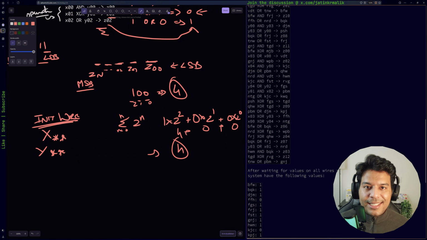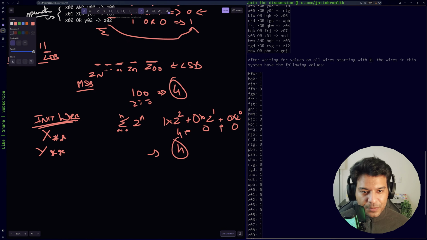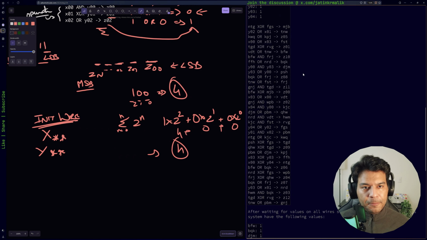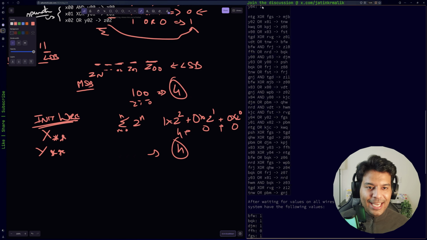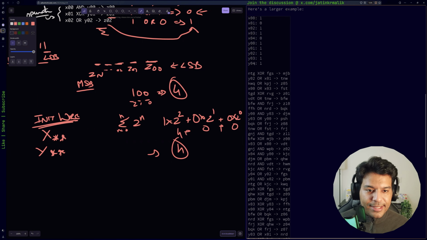So I think I see where this is going. It says that after waiting for all the values on the wires starting with Z, the wires in the system will have the following values. Oh, so this is basically a network of logical gates, where if you denormalize it and write it sequentially starting from the wires that have numbers, it seems like, look at here, Y00 and Y03 becomes DJM. Similarly, Y03 or Y00 becomes PSH.